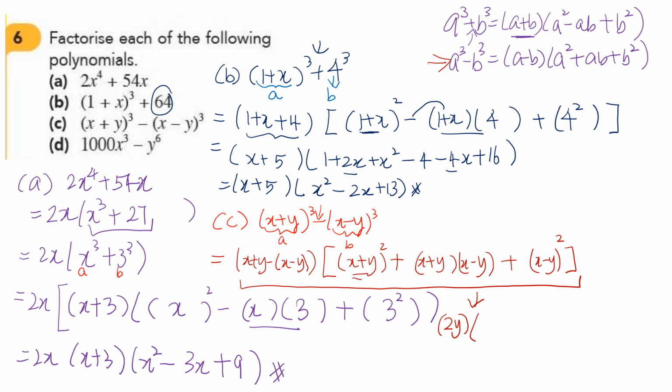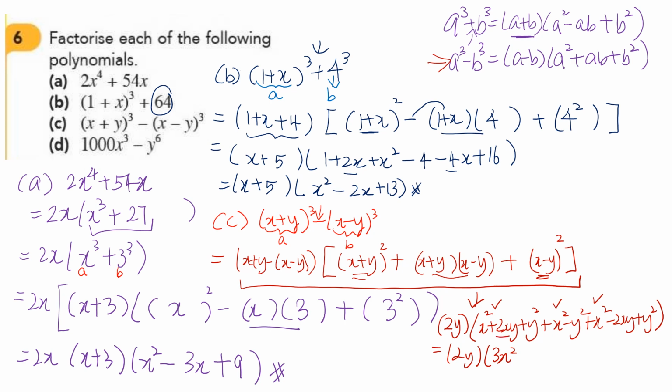And then we need to expand this term here, so that gives us x squared plus 2xy plus y squared. Expanding this one here will just give us x squared minus y squared. Remember, a plus b times a minus b is a squared minus b squared. Expanding this one here will give us x squared minus 2xy plus y squared. Simplify further. x squared plus x squared plus x squared gives us 3x squared. 2xy minus 2xy, so it's gone. y squared minus y squared gone, so left only 1y squared.